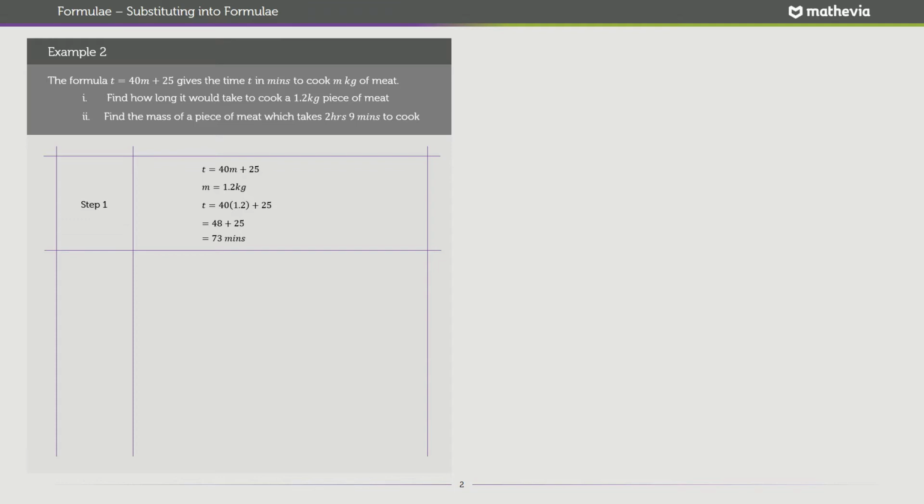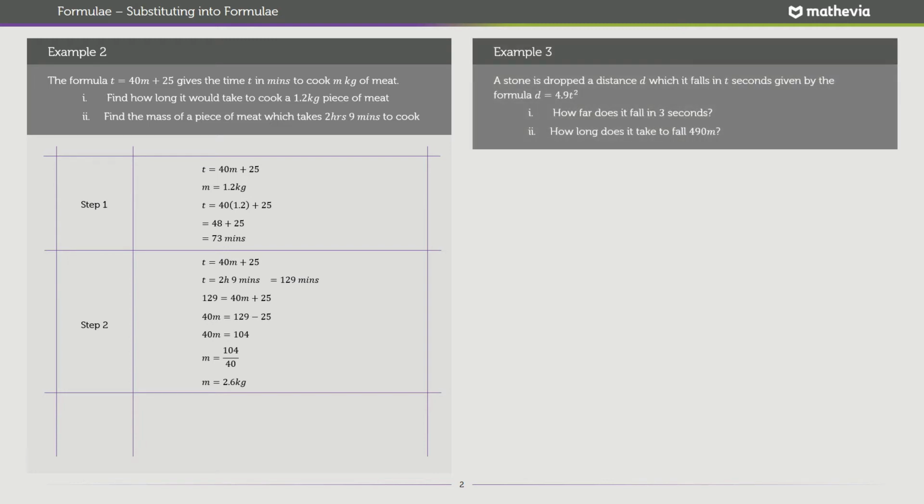Simple, straightforward. Now, we've also been asked to find the mass of a piece of meat which would take 2 hours 9 minutes to cook. So we have T equals 40m plus 25, okay? In this case, T, the time, is 2 hours 9 minutes, or 129 minutes. And we have that 129 equals 40m plus 25. We have an equation there, so we just need to solve for m. We'll go ahead and do that, and what we have in the end is 2.6 kilograms.